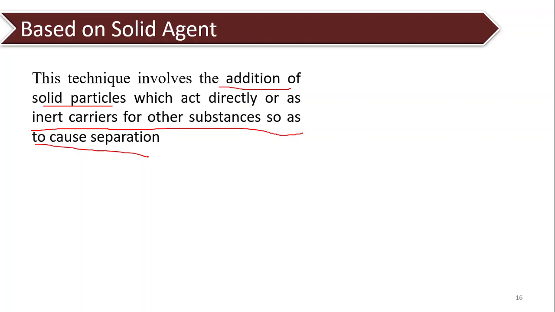And the simple block diagram: feed is going into the separator where the solid agents are there, and because of this solid agent some materials are inert with this solid agent, so they will not be absorbed on the solid agent, and that will be separated out, and some materials are absorbed on the solid agent, that will be separated out after the solid material. For example, adsorption, ion exchange. These are the methods for the chromatography for the solid agents.